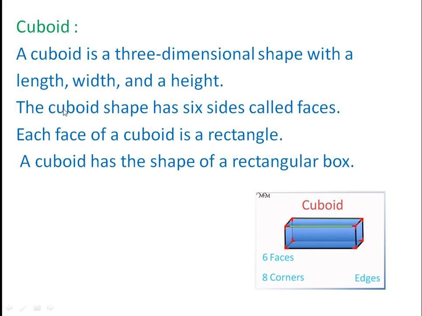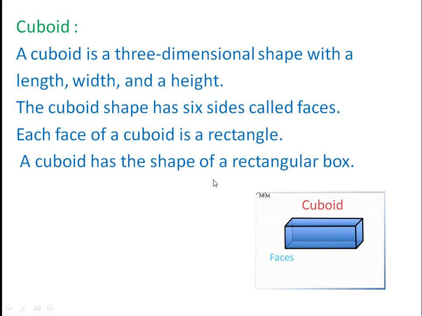Okay, three measures. The cuboid shape has six sides called faces. See here, these are the faces. Six faces. Each face of a cuboid is a rectangle. See here, this picture is like a rectangle. Each face of a cuboid is a rectangle.